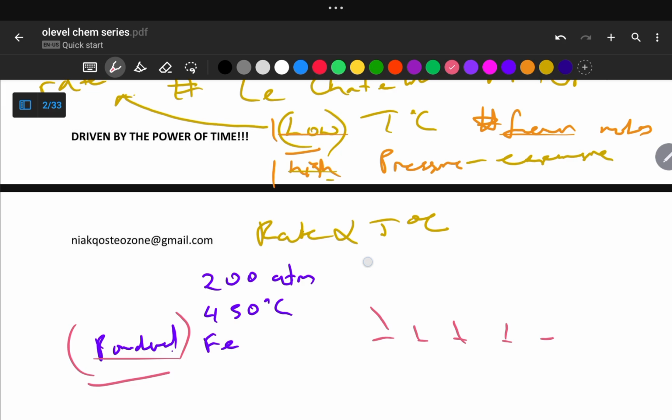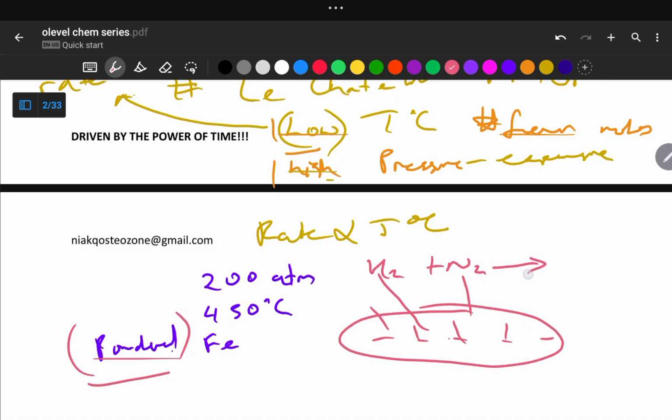So we are reacting hydrogen and nitrogen. These two will absorb on the surface of the iron, and then they will react by this pathway. This direction has high activation energy, so we are going to use this direction, which has reduced activation energy. We define a catalyst as a chemical substance which increases the rate of a reaction by providing an alternative route with lower activation energy. This is the route with low activation energy to produce the required ammonia.